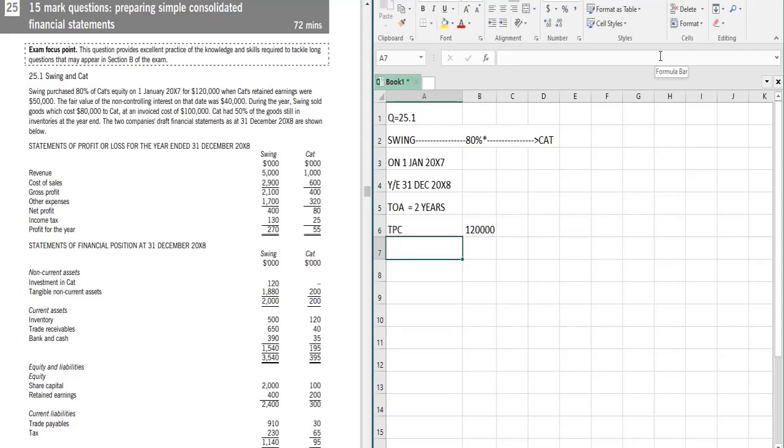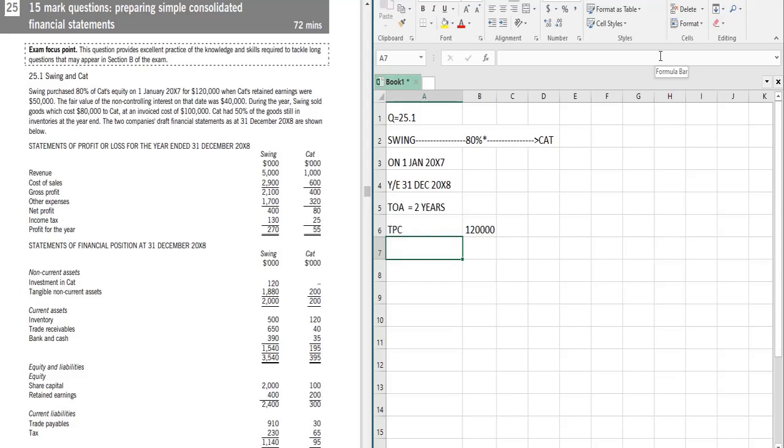When CAT's retained earnings were 50,000, this means the retained earnings at acquisition, and it will be used while we calculate net assets at acquisition in working two. The fair value of the non-controlling interest on that date was 40,000. So the question has already given the fair value of NCI, which will be used while we do the working for NCI.